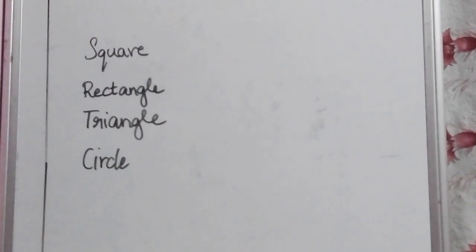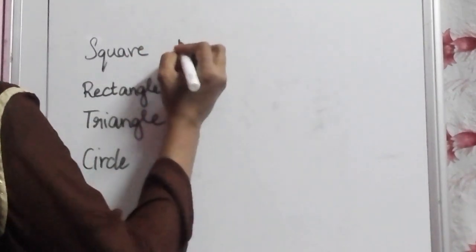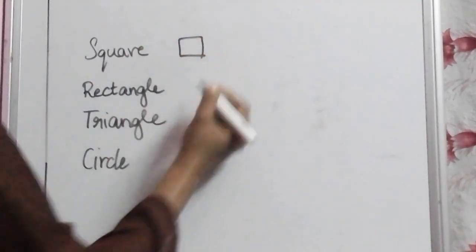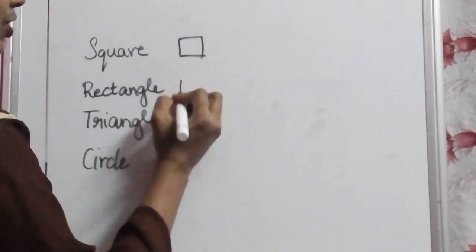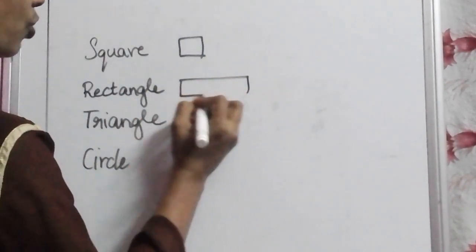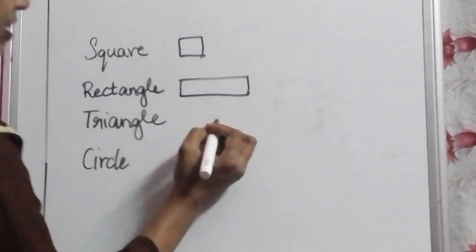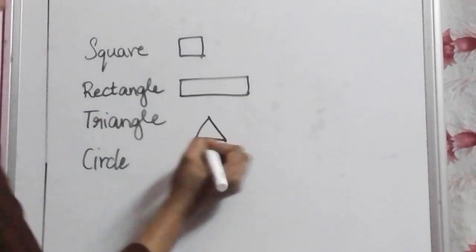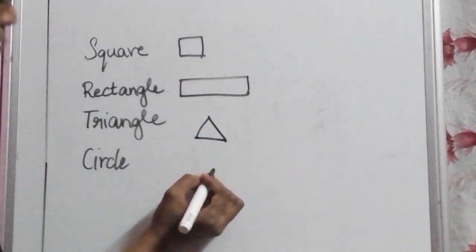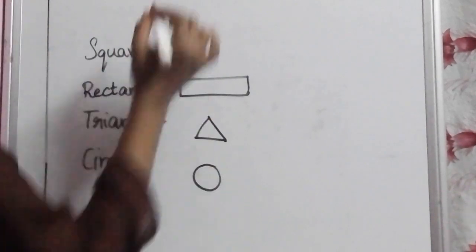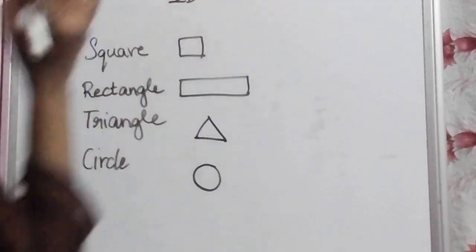So now let us look at two-dimensional shapes. The first one is square. You know that for a square all the sides are equal. A rectangle, the opposite sides are equal. Triangle, you can take any shape. Then circle is this shape. All these are two-dimensional shapes.